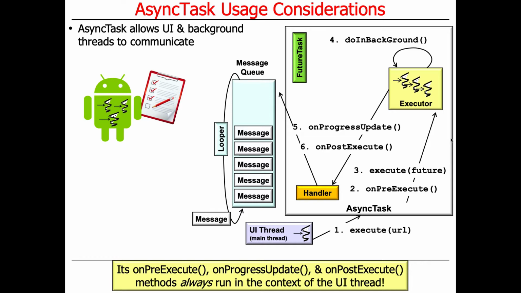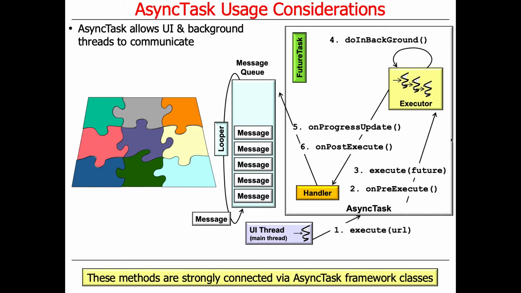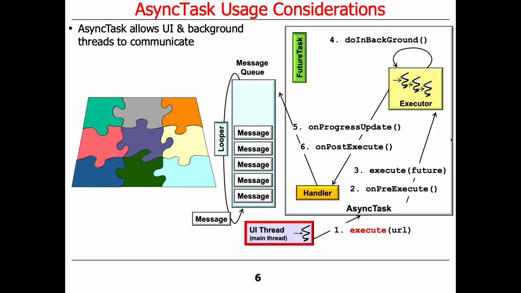In particular, the onPreExecute, onPostExecute, and onProgressUpdate methods will always run in the context of the UI thread without you having to do anything to make that happen, other than be aware of it and override these methods as needed. These methods are very strongly connected and managed implicitly by the async task framework classes themselves, so they're not something you have to be responsible for. The user interface thread is where the execute method gets called, then onPreExecute. The actual implementation takes place in the executor in the background, and the main thread then handles onProgressUpdate and onPostExecute.